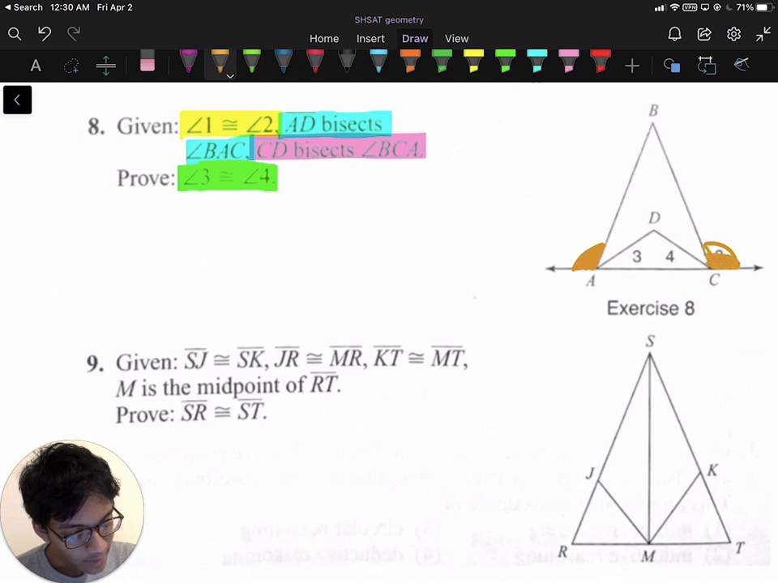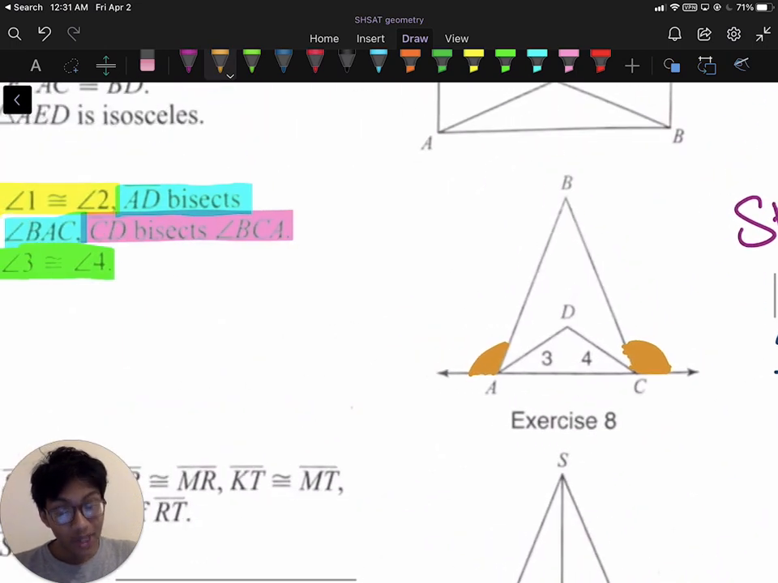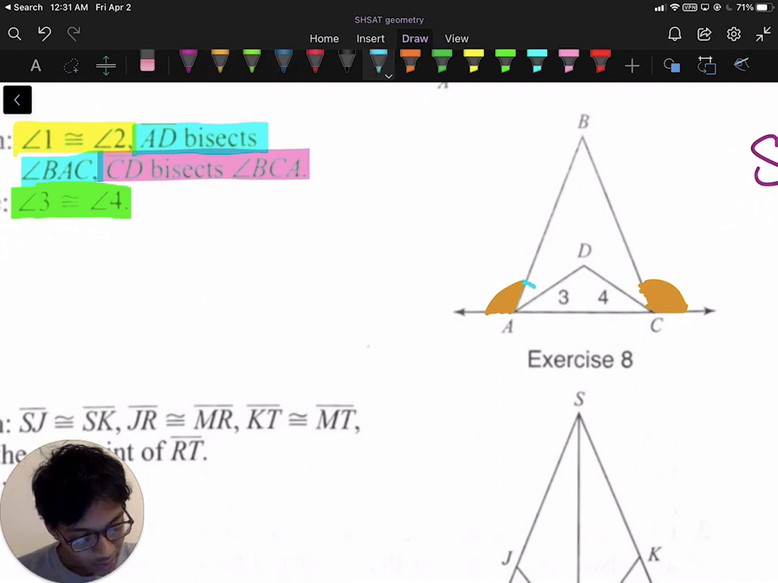Well, if you watch the previous do-nows and lessons and exit slips, then you might recognize something. If those two angles are equal, so are their supplements. In other words, so are these angles. This cyan angle that I shaded in is congruent to this cyan angle that I'm shading in right now. Why are they equal? Well, supplements of congruent angles are also congruent.